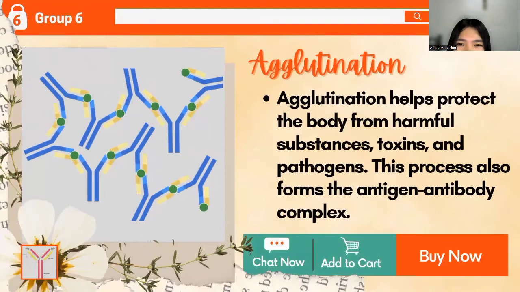Agglutination. What is agglutination? It helps protect the body from harmful substances, toxins, and pathogens. This process also forms the antigen-antibody complex. Basically, the antigen and antibodies combine by a process called agglutination. It is the fundamental reaction by which the body is protected from complex foreign molecules, such as pathogens and their chemical toxins.